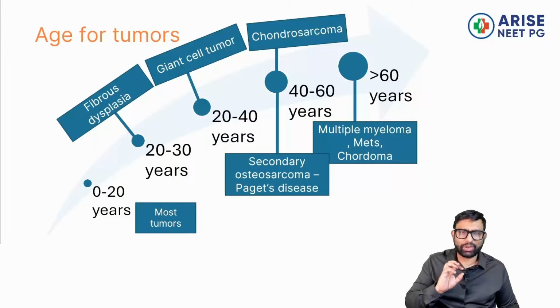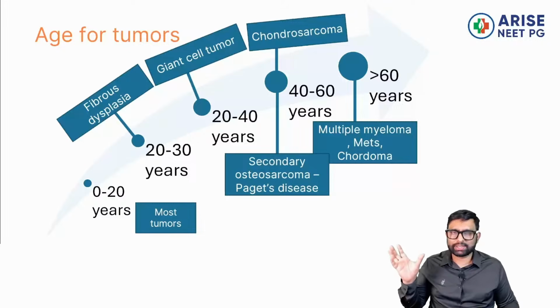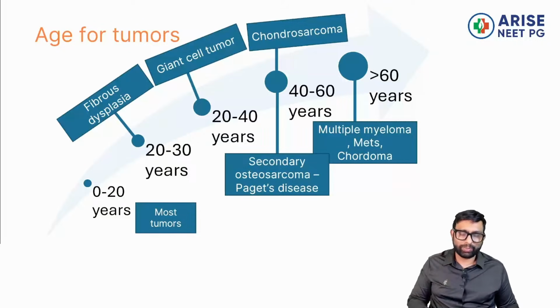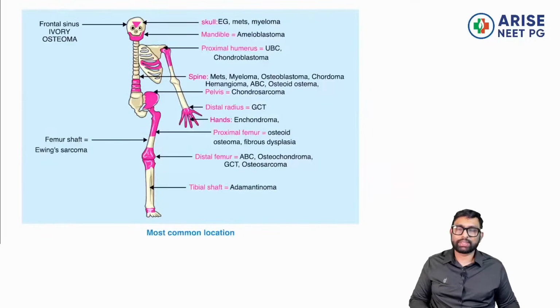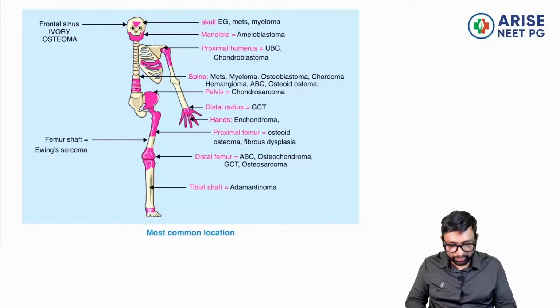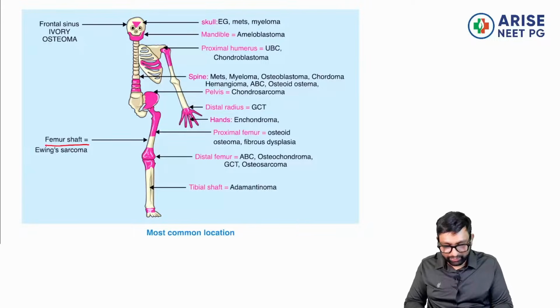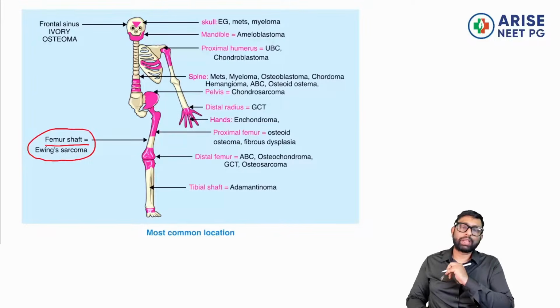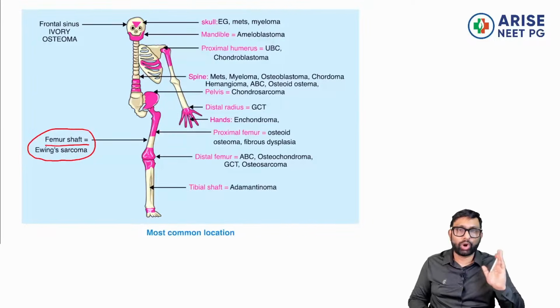So from this we are not able to get a lot because our patient is 0 to 20 years. So most tumors can be there from 0 to 20 years. Then let's look at the bone involved. It was a femur shaft that was involved. So for femur shaft, this is the image that we commonly use. If you see my image of femur shaft, only one diagnosis is given, that is Ewing sarcoma. So with this, I've got the diagnosis.